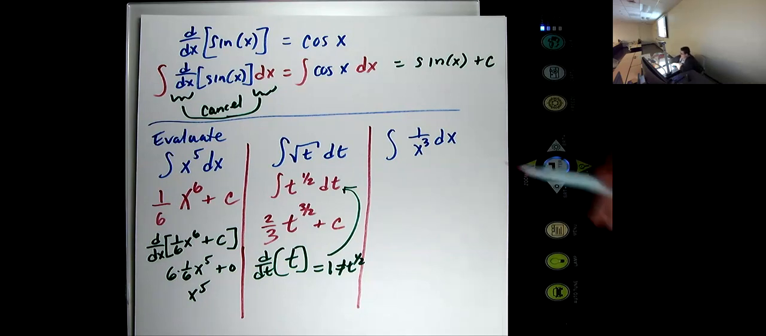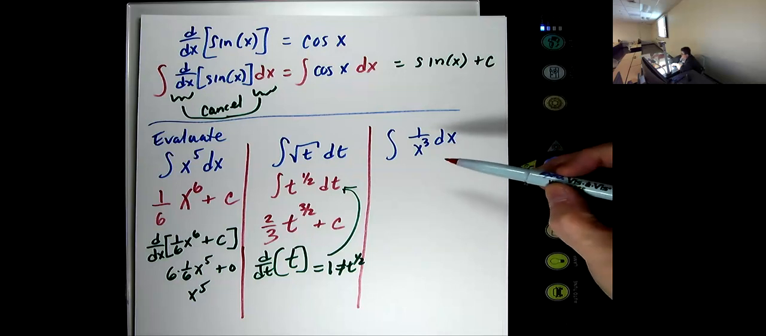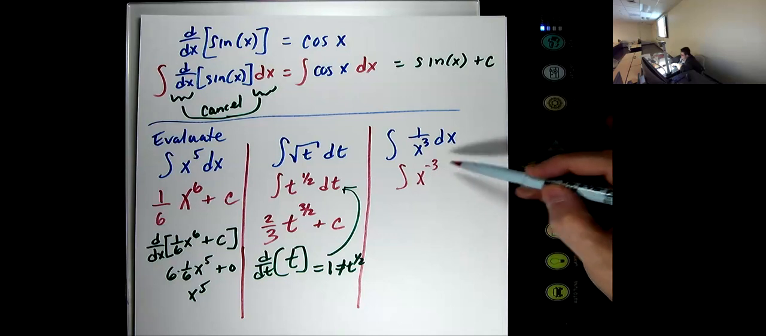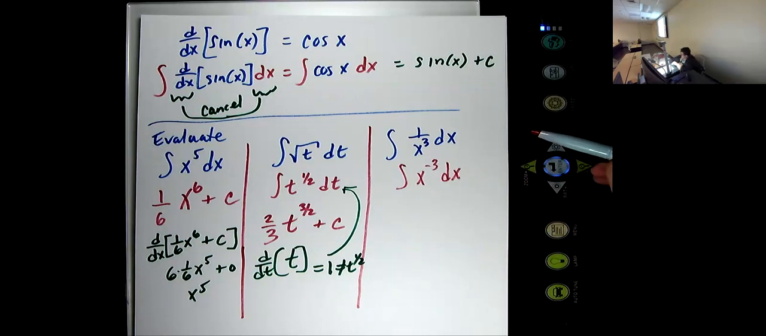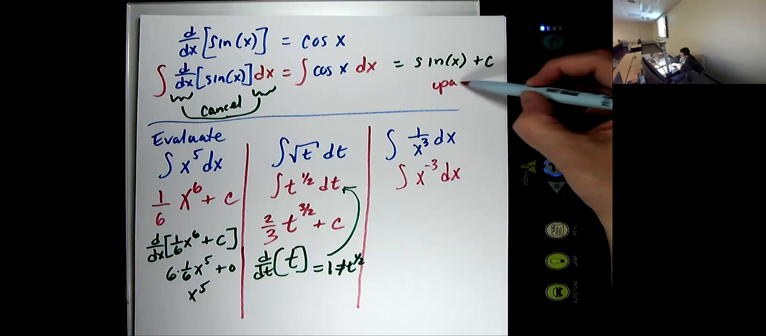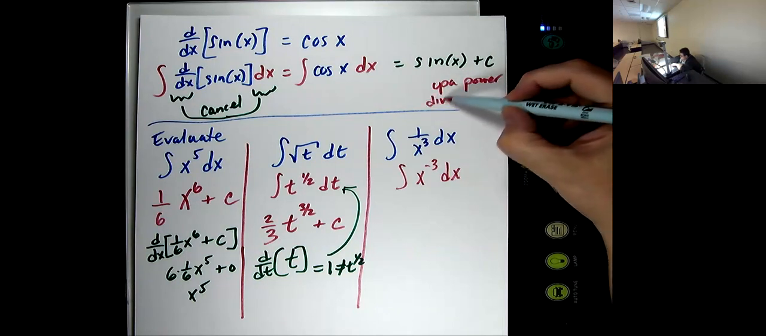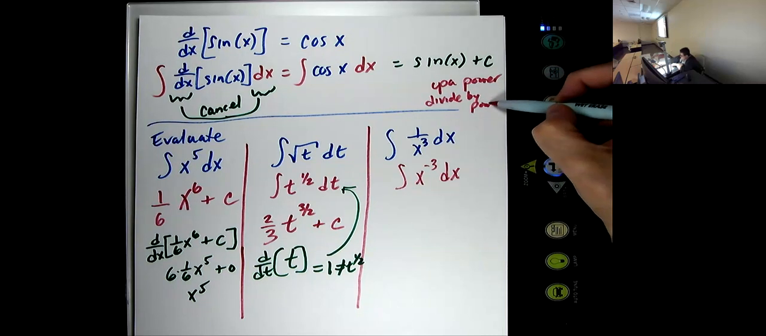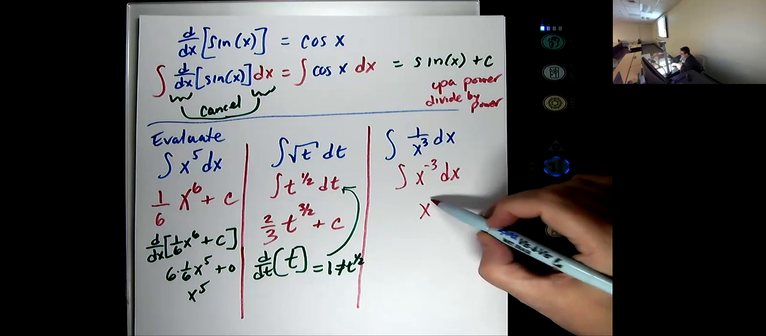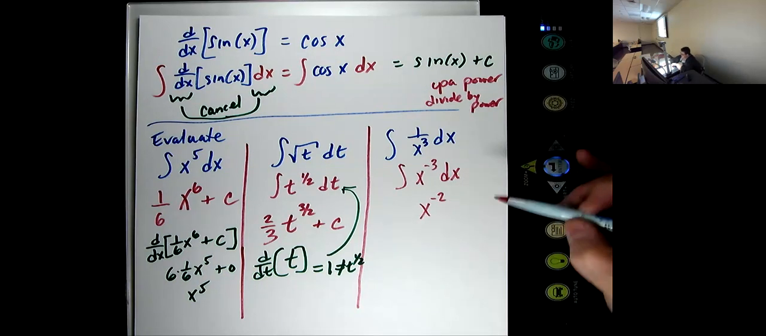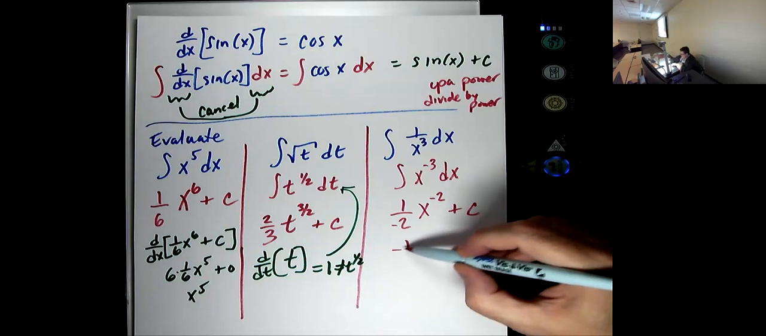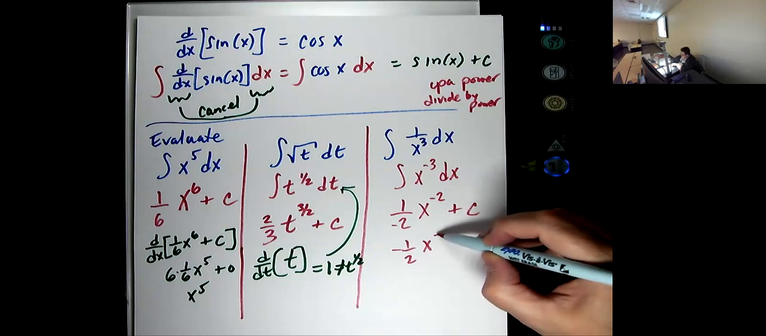What about this last one? This is probably a little bit easier to rewrite as x to the -3. So remember, up a power, divide by a power. If I go up from -3, what do I get? -2. The negative ones are easy to do backwards. If I divide by -2, I get 1 over -2. So that would just be -1/2 x to the -2.